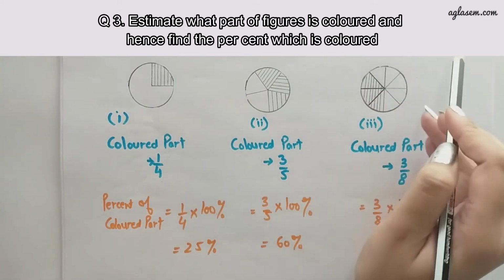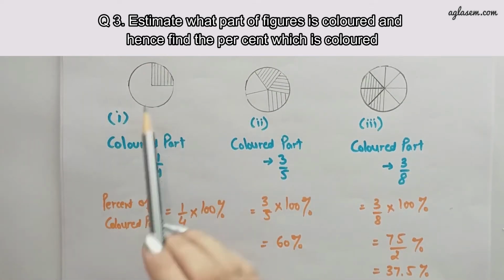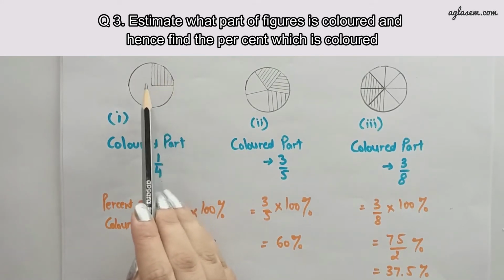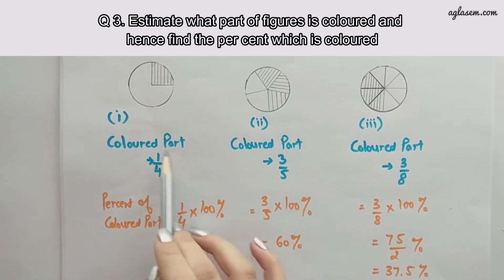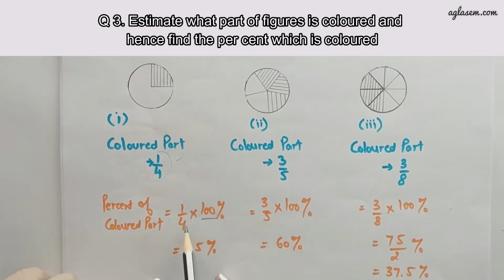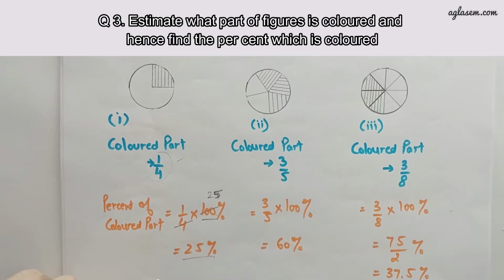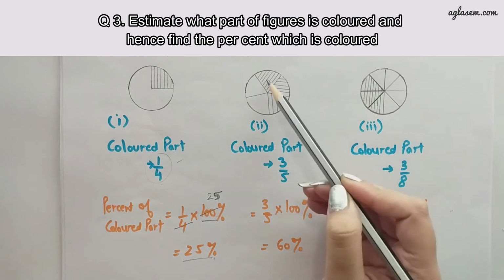Now let's move to the third question, which says estimate what part of the figure is colored and hence find the percent which is colored. Now by looking at the circle we find that this is the part which is colored. We have to find the fraction of this part. So as we know, the colored part is 1 by 4. Now similarly we have to find the percentage, we have to multiply it by 100. So 4 ones are 4, 4 25s are 100, and we get 25%.